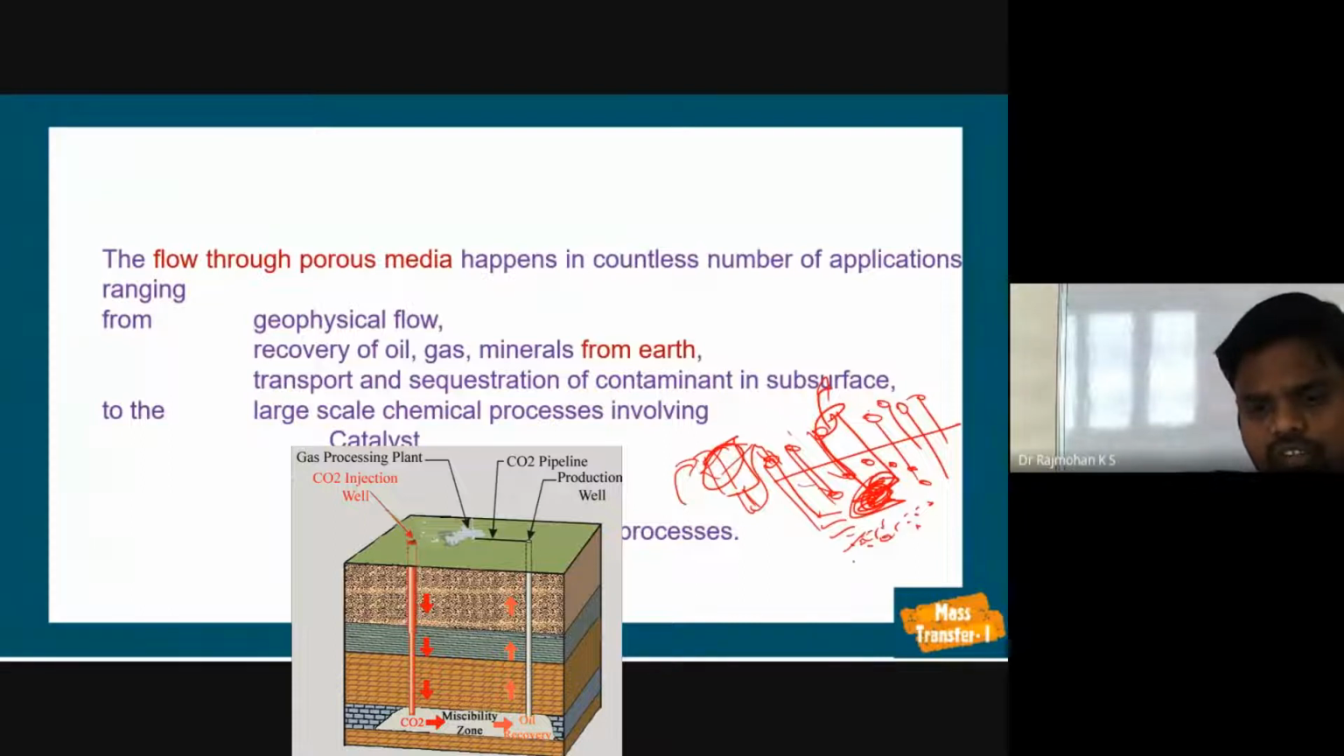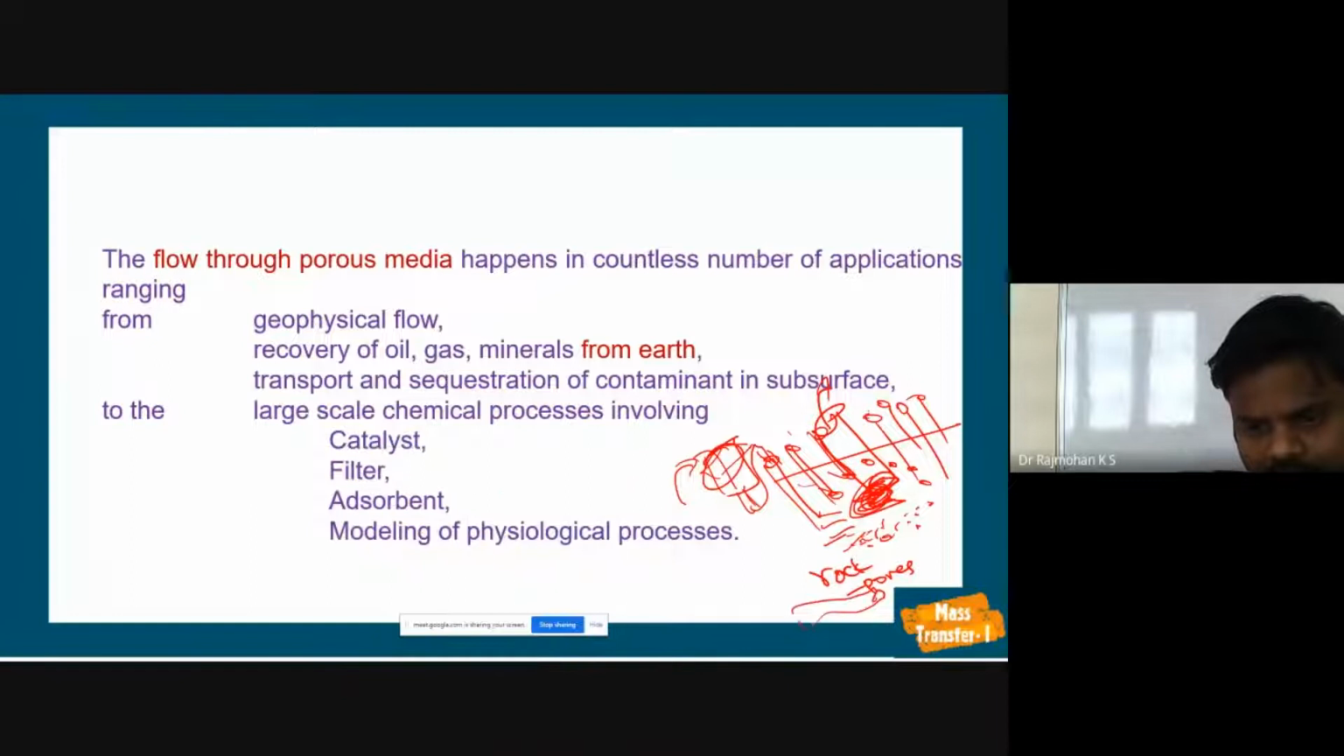Even there, we have this kind of flow through porous media. That is where the CO2 flows, because mostly we have rock which has pores. Through the pores of the rock, if it is a pore, we have some amount of material there. We are pushing something like CO2, so that it will go to one place.